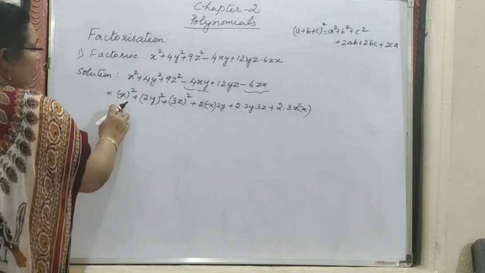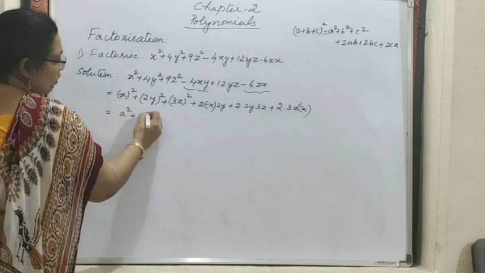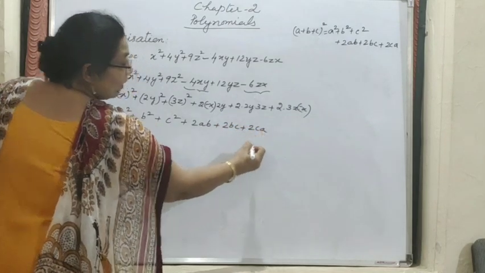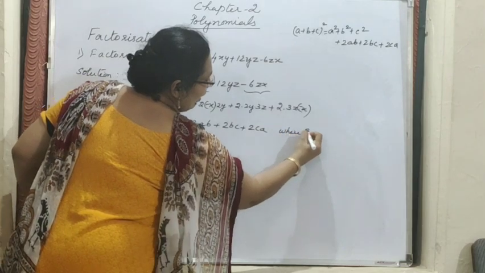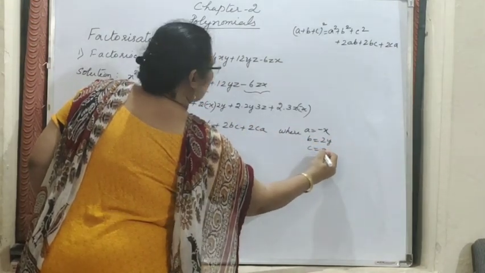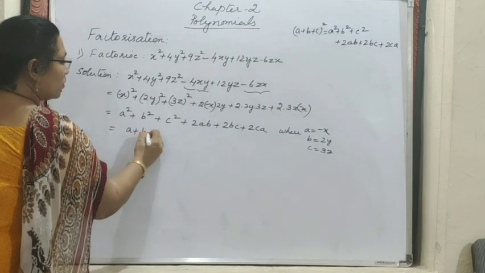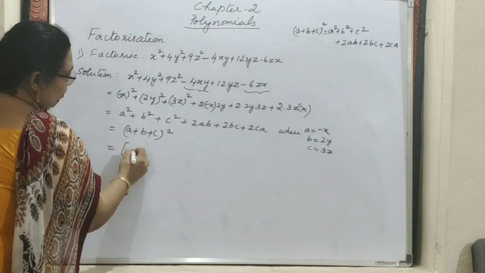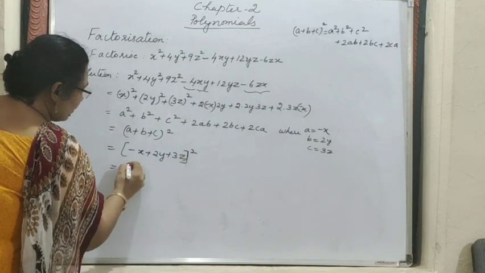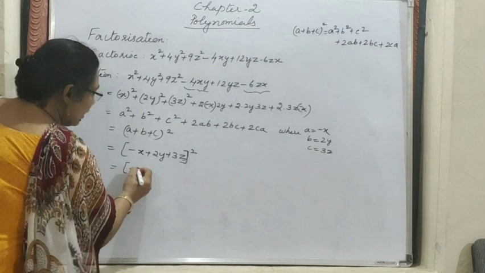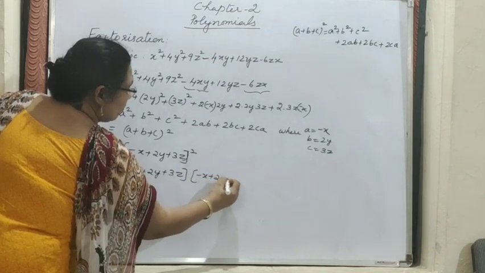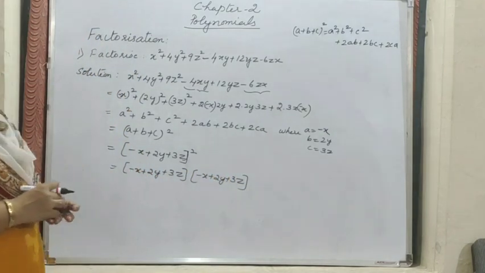Now you see that this is the first term. See a square plus b square plus c square plus 2ab plus 2bc plus 2ca, right? Where a equal to minus x, b equal to 2y and c is equal to 3z. So this is equal to a plus b plus c whole square. That means minus x plus 2y plus 3z whole square. Again I always told that we should write in the lowest power only. So minus x plus 2y plus 3z into minus x plus 2y plus 3z, right? So this is the factorization of this polynomial.